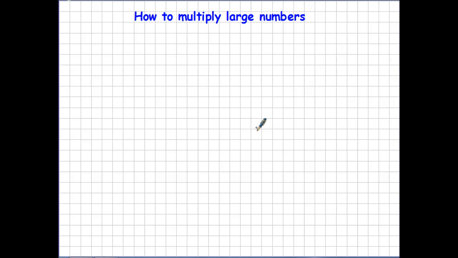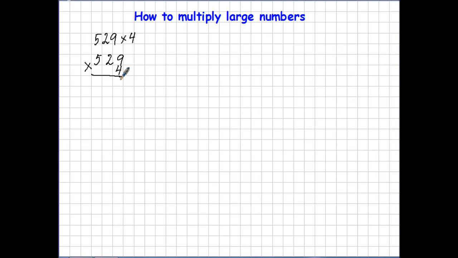In this video, I would like to show you how to multiply large numbers using the traditional method. For example, we need to multiply 529 by 4. Let's place the numbers in the column way, like this. 529 by 4. Starting with the units. 9 times 4 is 36.